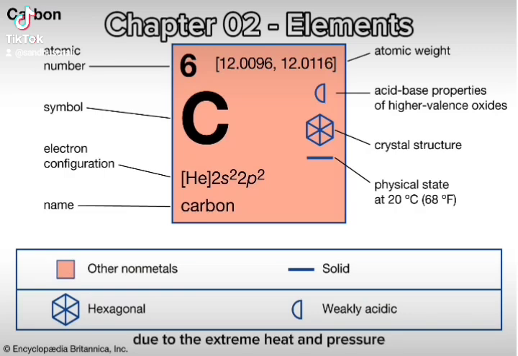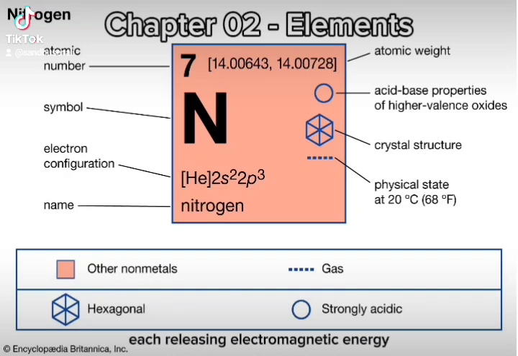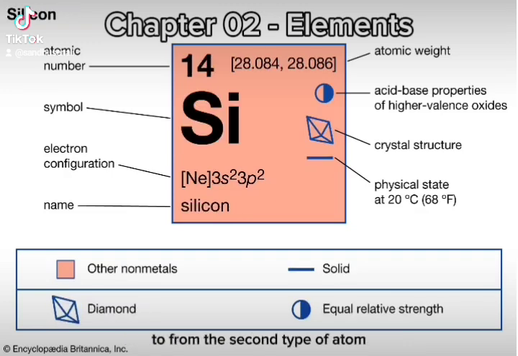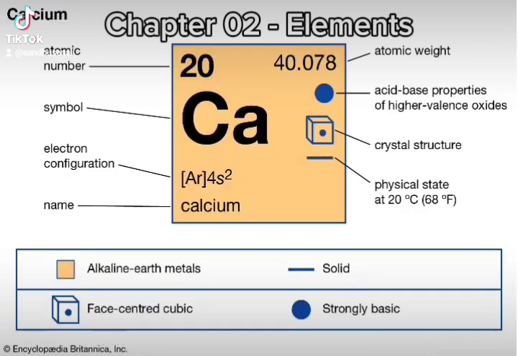Due to the extreme heat and pressure, the core at its center began to accumulate two hydrogen atoms each, releasing electromagnetic energy. In this way, the particles can be combined into triads from the second type of atom, which is called helium. A helium atom consists of two electrons orbiting the center formed by the combination of two protons orbiting two electrons.